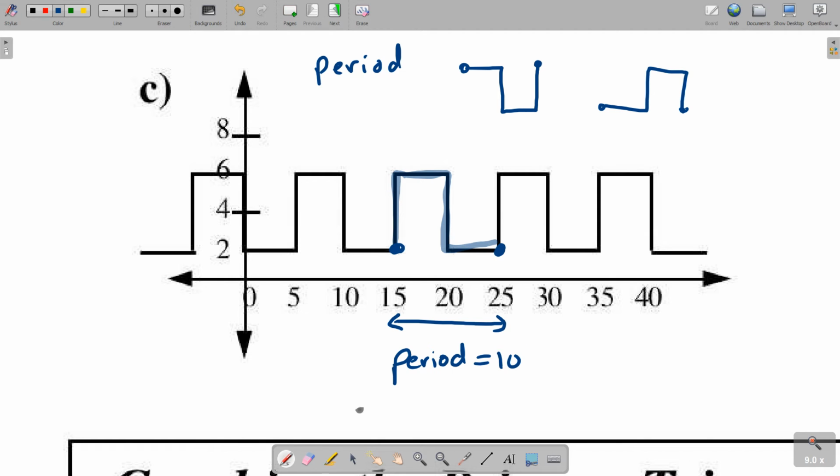I'm going to use that same technique for the amplitude. I'm going to see if I can find the middle line. And this time, I'm going to use the numbers 6 and 2. I'm trying to find the average between them. 6 minus 2 is 4. Divide that in 2, I get my amplitude. It's kind of obvious that the middle of the graph is at 4, with an amplitude of 2.